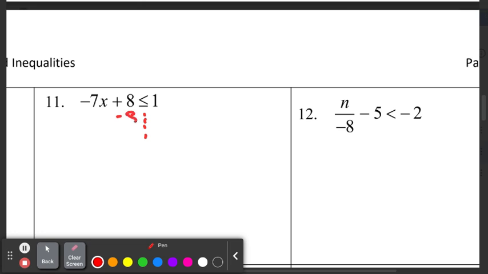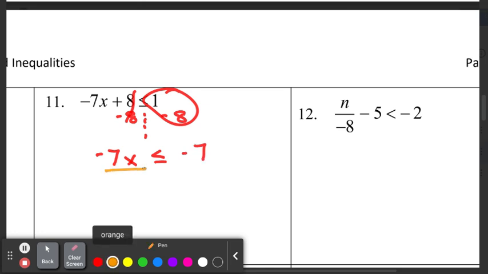We're going to subtract 8. This is negative 7 times x, so I'm going to bring that down. And 1 minus 8 is negative 7. Now, let's get this x by itself. Divide both sides by negative 7. We are dividing by a negative number, so our alligator mouth flip-flops. It becomes x is greater than or equal to a positive 1.